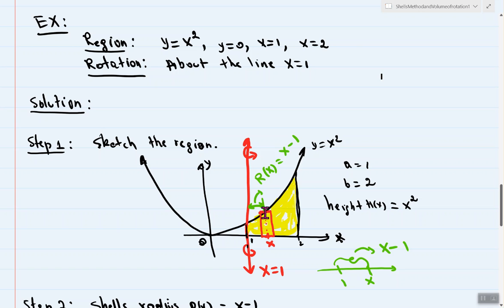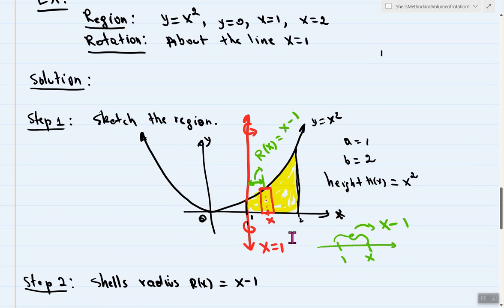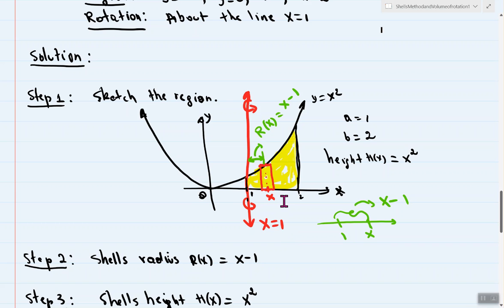So we're going to take this cross-sectional rectangle and revolve it about this line of rotation, and it's going to create a cylinder. We call that a cylindrical shell. So our question here is, what is the height of the cylindrical shell created by rotating this rectangle about the vertical line x equals 1?